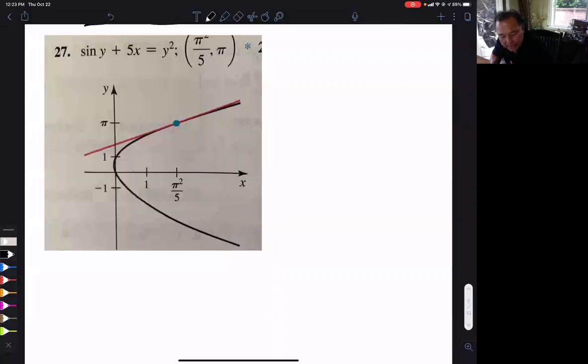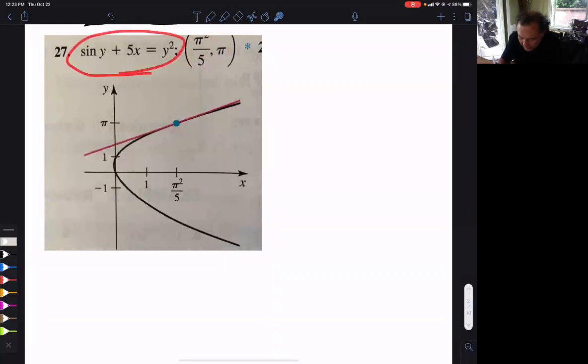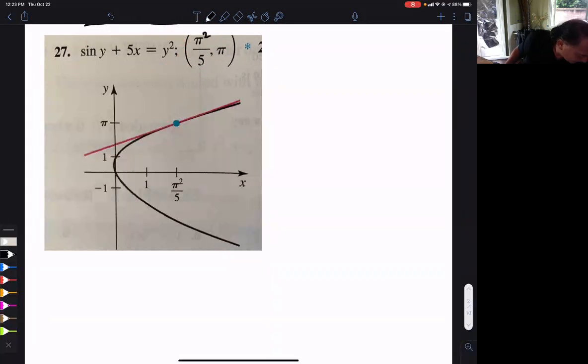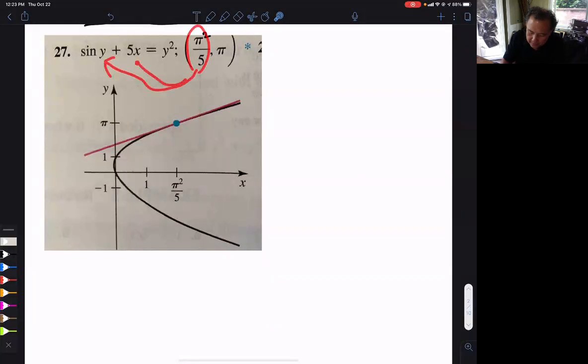So this is 3.8, number 27. They are asking to verify that this point lies on this curve. Now, I believe there's a squared there. Let me double check. Got cut off. Yes, indeed. So how do you verify that a point is on the curve? Well, you just plug it in. You plug this in for x, and you plug that in for y.